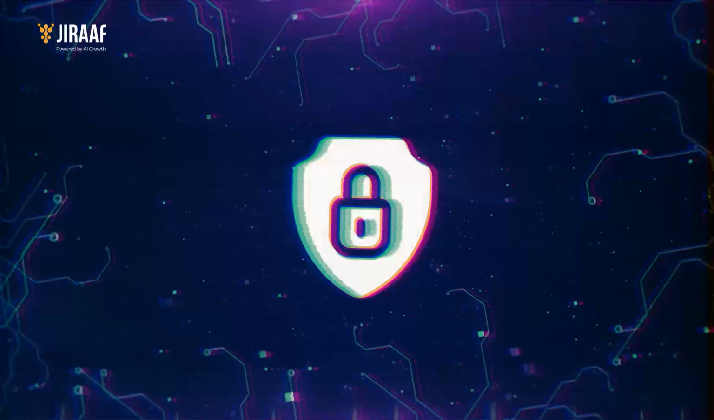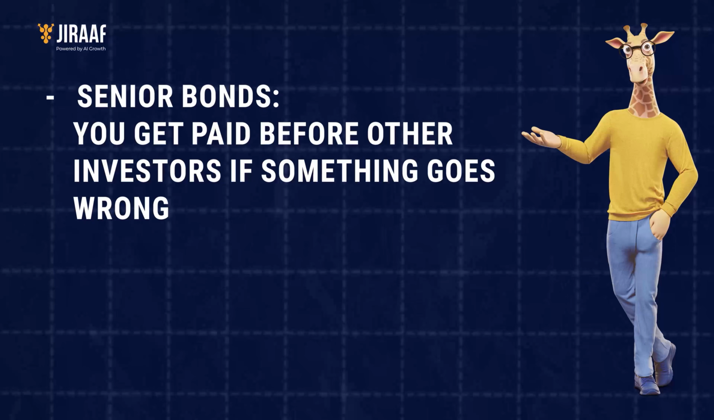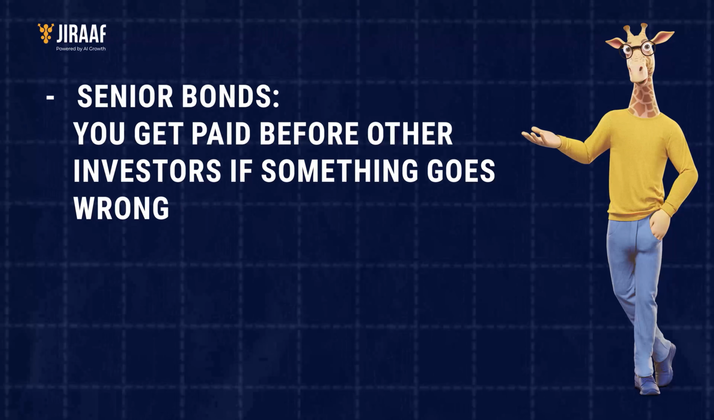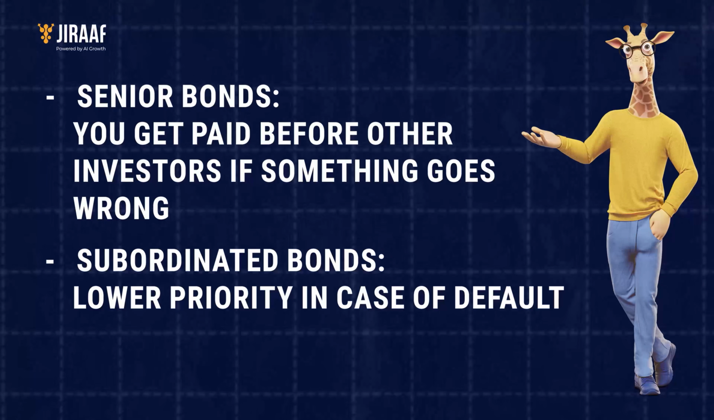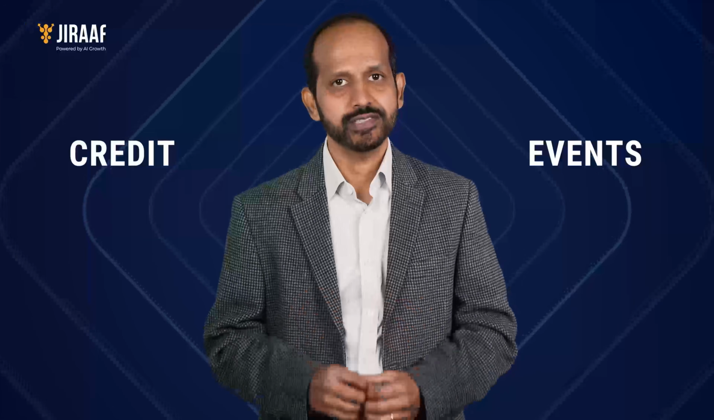Now let's talk about security. Secured bonds are backed by company assets like property or receivables. Unsecured bonds have no security, which means there is no specific collateral attached to the bond. Senior bonds would mean that you get paid before other investors if something goes wrong with the borrower. Subordinated bonds would mean that you are lower in the priority in case of a default. These details matter, especially in case of credit events.